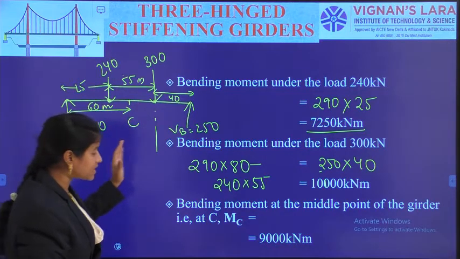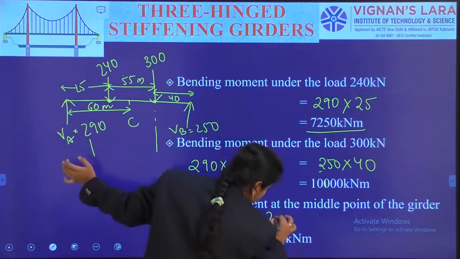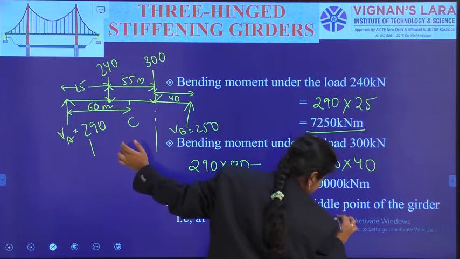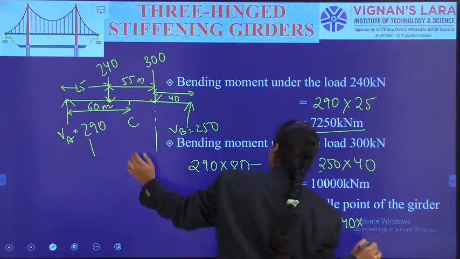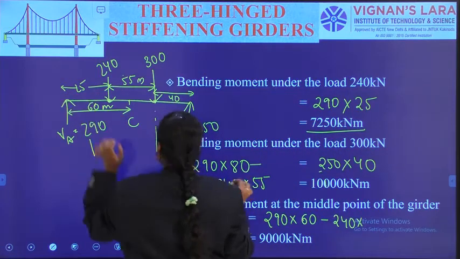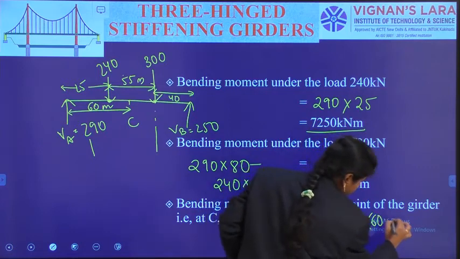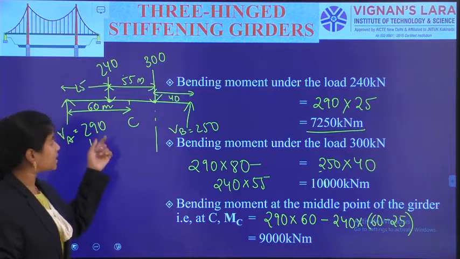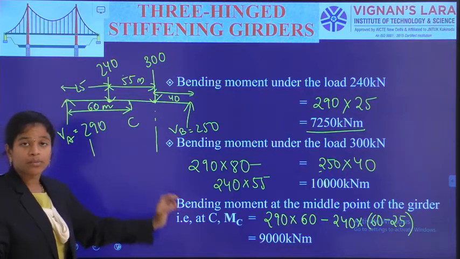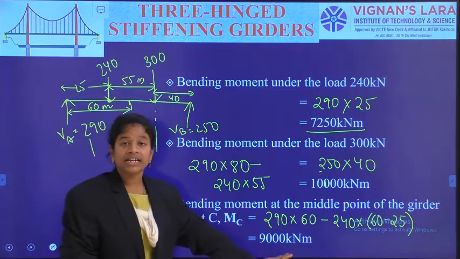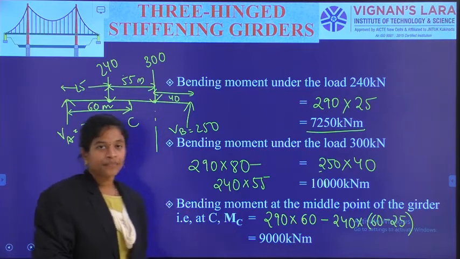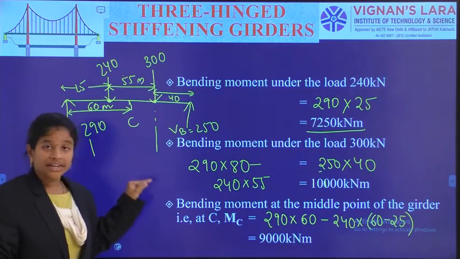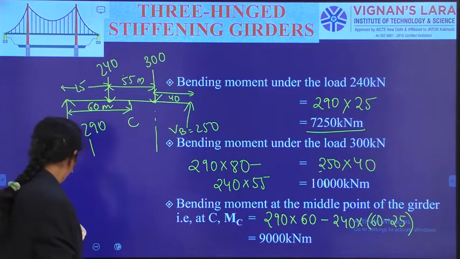Now the bending moment at this position is equal to 290 into 60 minus 240 into 60 minus 25. So force into perpendicular distance. In this way I have calculated the bending moment at C, which is equal to 9000 kilonewton meter. Now, connecting all these points, I can develop the bending moment diagram for the external loadings.